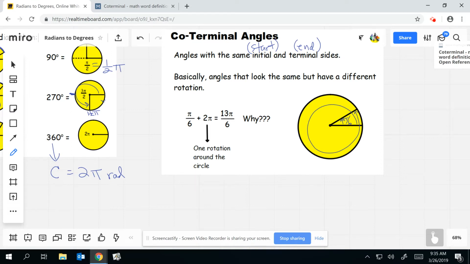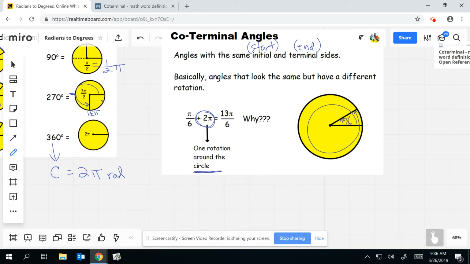Okay, what did they add? And what does 2 pi represent? One rotation. 2 pi is one rotation. Could I have added 3 pi? No, because that's 1.5 rotations. That's not going to end in the same place. Could I have added 4 pi? Yeah, because that would end in the same place. That's 2 full rotations. So you can only add even numbers of pi because those are your full rotations.